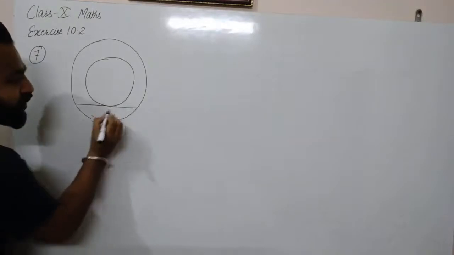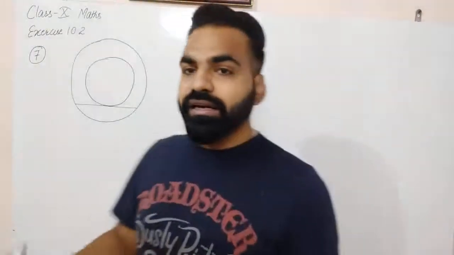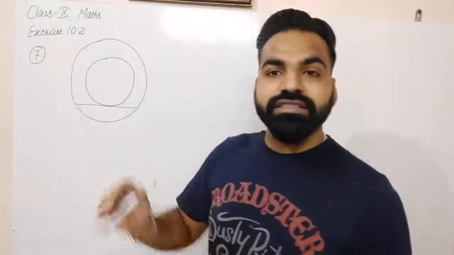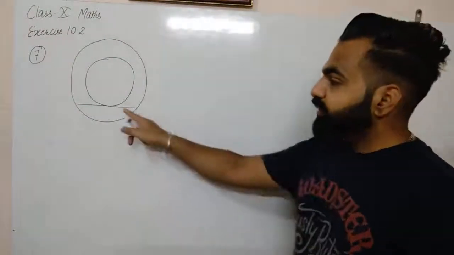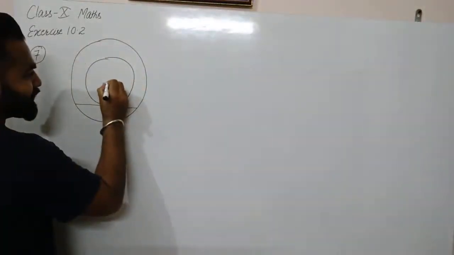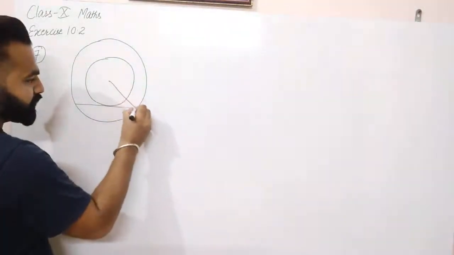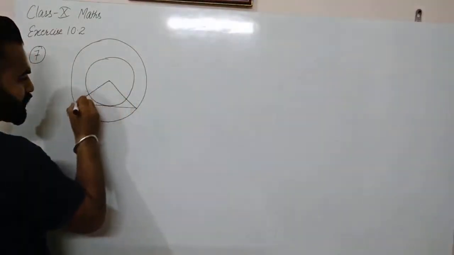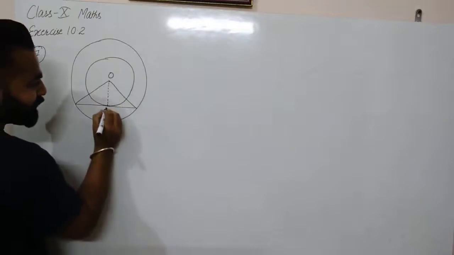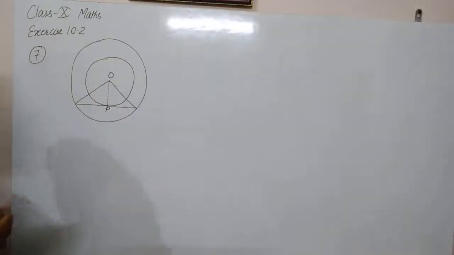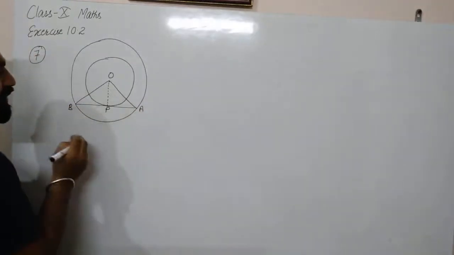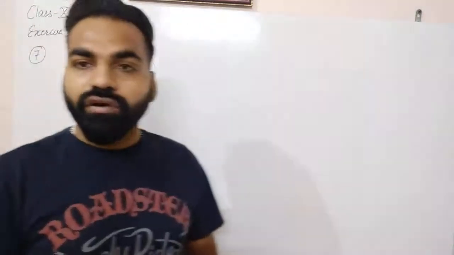and this chord of the larger circle will be the tangent for the smaller circle because it is given it touches the circle at one point. So it will be tangent for the smaller circle. Let us say this is the center. O is the center, P is the point of contact, this AB is the chord of the larger circle. So we have to find the length of AB.